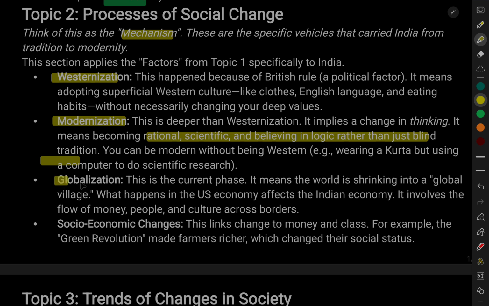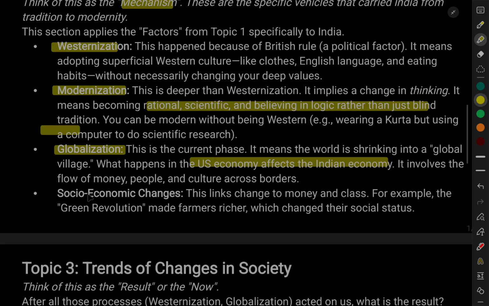In the third part, we will study globalization. It is the current phase, and it means the world is shrinking into a global village. What happens in the US economy affects the Indian economy, so it involves the flow of money, people, and even culture across borders. And in the last part, we will study socio-economic changes. This is linked to money and class. Socio means society and economic means paisa.